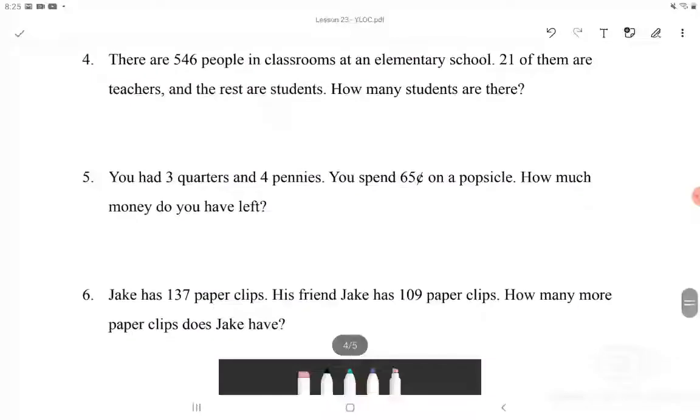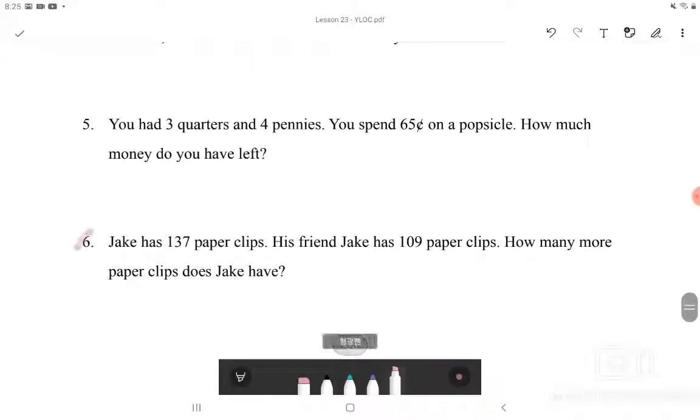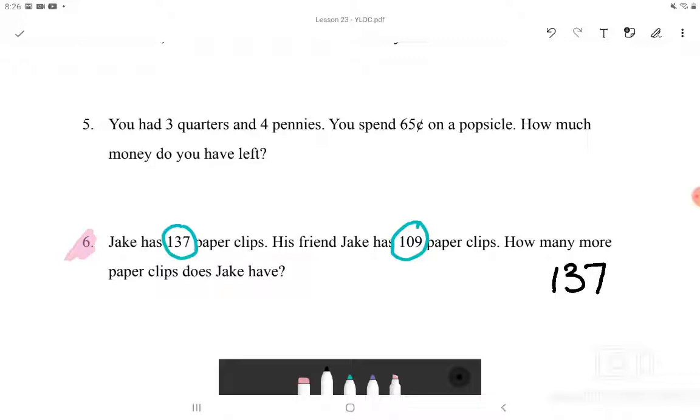I will also be doing number 6. It says Jake has 137 paper clips, and his friend Jake has 109 paper clips. How many more paper clips does Jake have? We have to use subtraction for this as well. So we're going to put 137 minus 109.